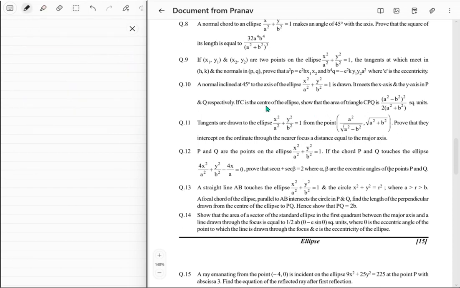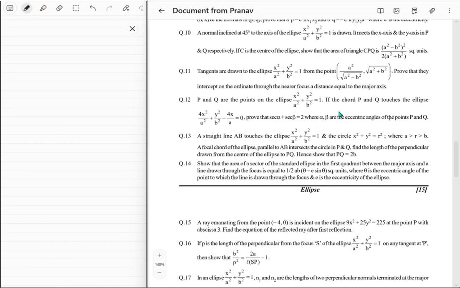Okay, next you have 12. P and Q are points on the ellipse. If the chord PQ touches this ellipse, prove that secant alpha or secant beta equal to 2, where alpha and beta are the eccentric angles of the points P and Q. Chord PQ touches this ellipse. P and Q are points on this ellipse, and chord PQ touches this. It's 4x square upon a square plus y square upon b square minus 4x upon a is equal to 0.